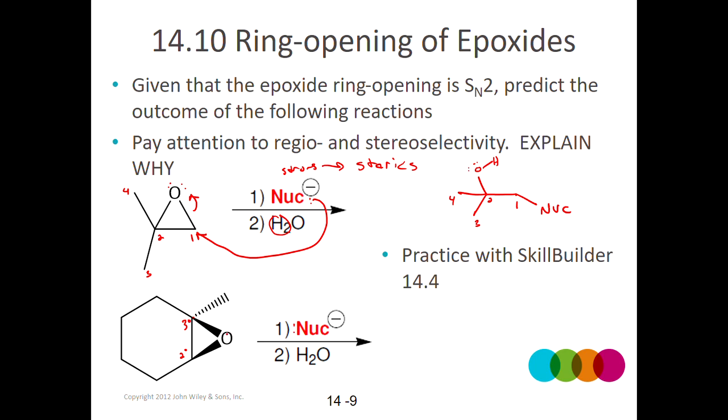The oxygen would be priority 1, then this carbon, so going from 1 to 2 to 3 clockwise with the fourth priority group pointing away would make that R. Here, priority 1 would be the oxygen. This carbon would take priority over that one because there's more things substituted that have a higher atomic number. So it'll be priority 1, 2, 3. Going counterclockwise would make that one S.